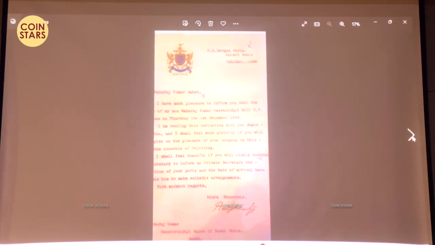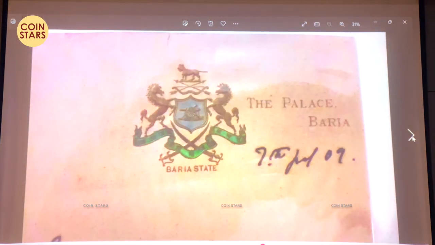Maharaj Kumar Sahib and Raja's signature here. He is writing to Bundi state. Next is a close-up of Baria, 1909. Tiger here, bow and arrow, a cannon and horses.